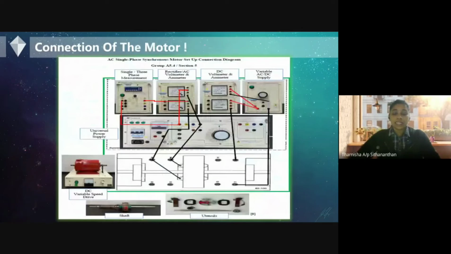So next is the connections of the motor. As we can see here, we have the components: single and three-phase measurement, rectifier or AC wattmeter and ammeter, DC wattmeter and ammeter, variable AC and DC supply, universal power supply, DC variable speed drive, shaft and also utensils. As you can see in this diagram, the red wire represents the live while the black wire represents the neutral. These wires are connected to each other for the synchronization procedures, which is to obtain a synchronous speed of 3000 rpm.